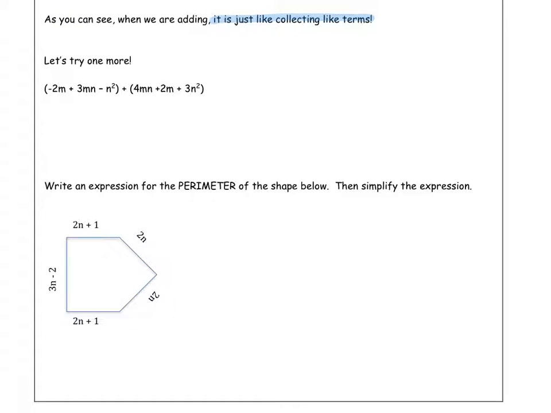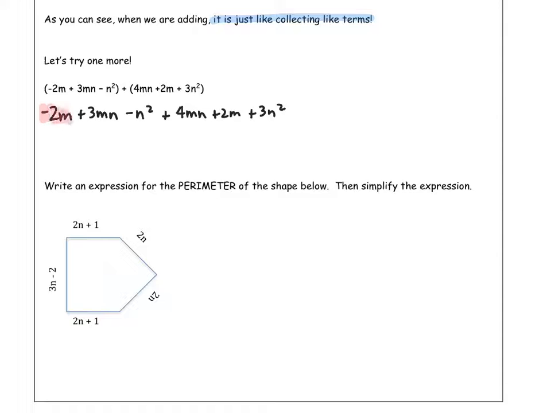So I've got negative 2m plus 3mn minus n squared. I'm going to add 4mn plus 2m plus 3n squared. Now the reason I'm rewriting it without the brackets is just because when I do subtraction, you're going to see that the brackets do matter. But for these guys, let's just start by taking a look at our like terms.